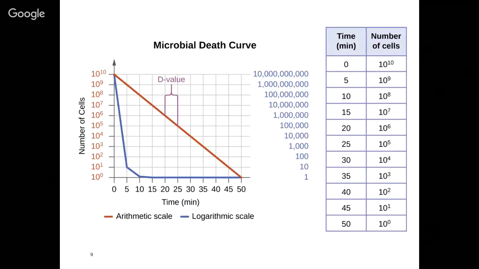No. Okay, there's one thing I want you to see. There's the logarithmic scale and there's the arithmetic scale. The red line is the arithmetic line, and the logarithmic scale is the logarithmic destruction of the cells. Can you tell me, why is the red line different than the blue line? Why is it different?